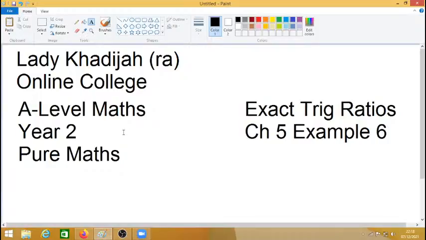A-Level Maths, Year 2, live lesson, Pure Maths. Today we're looking at exact trig ratios, part 2, following on from the previous lesson. If you're following through in the book, it's Pearson Edexcel UK A-Level Year 2, Chapter 5, Example 6.